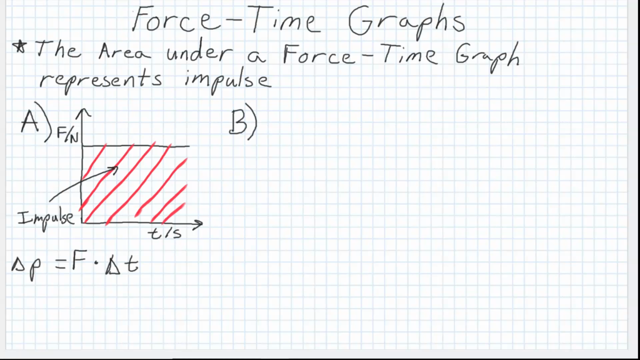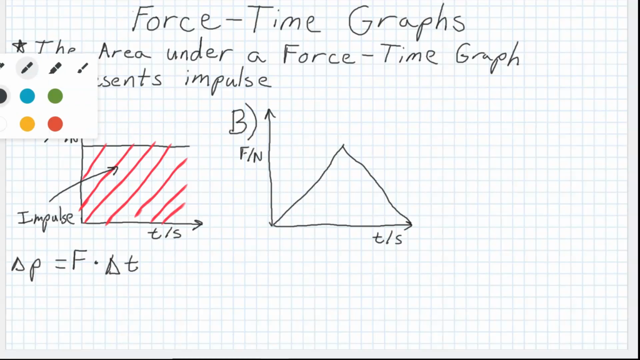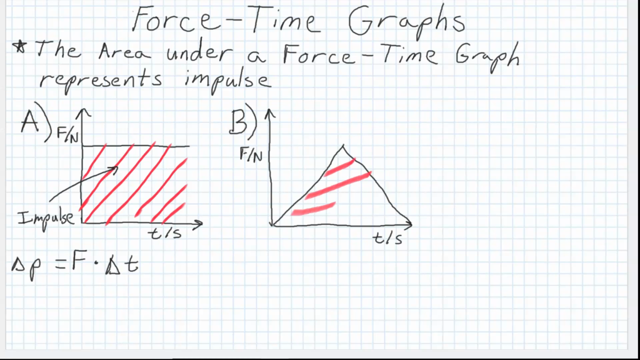Now let's look at a more complicated graph. Okay, I have force and time on my axes just as before, and let's apply a force that increases and then decreases, so it makes a triangle. So the area under this triangle is the impulse that would have acted on our object, and the peak of this triangle tells us the maximum force that acted on our object. In example A, the maximum force was the same as the average force because we had a constant force.